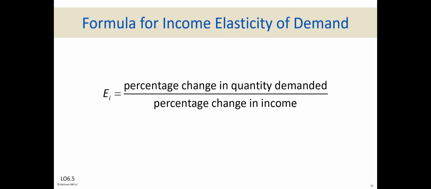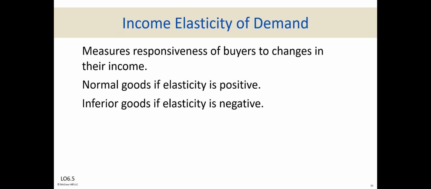And the last elasticity is the income elasticity of demand. And here again we have the percentage change in quantity demanded, but this time the denominator is different, percentage change in income. So you want to measure how responsive your consumers are to a change in their income and how much they buy more or less depending on a change in income. It measures responsiveness of buyers to changes in their income. And again, the sign is important here. If you find a positive sign, the goods are normal. If you find a negative sign, the goods are inferior.